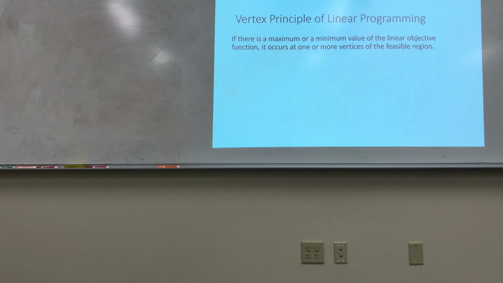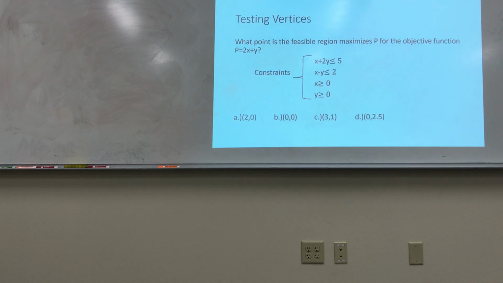Vertex principle of linear programming: if there is a maximum or minimum value of the linear objective function, it occurs at one or more vertices of the feasible region. Okay, what point in the feasible region maximizes P for the objective function?